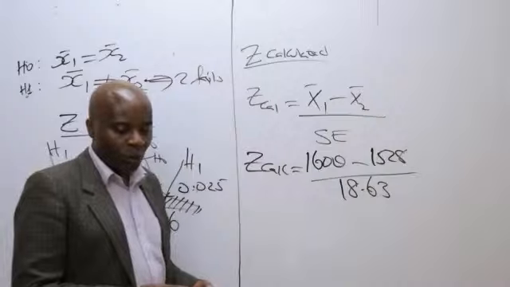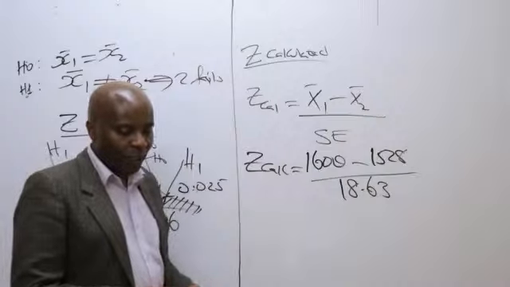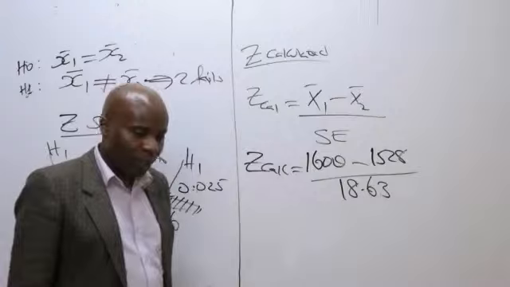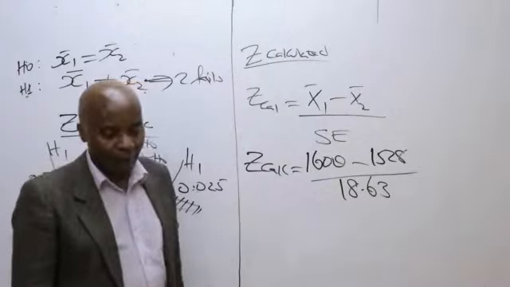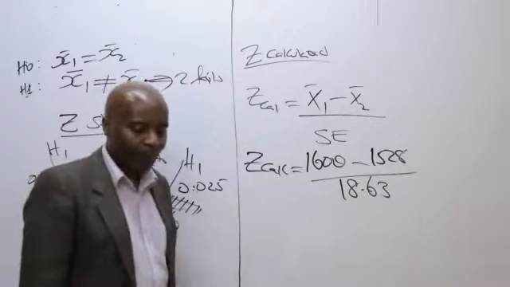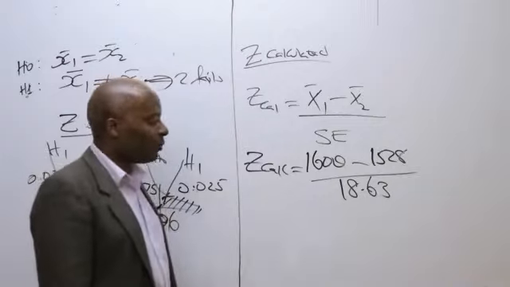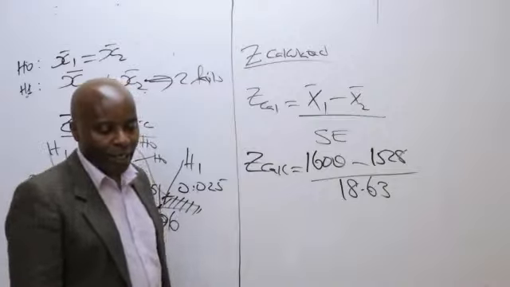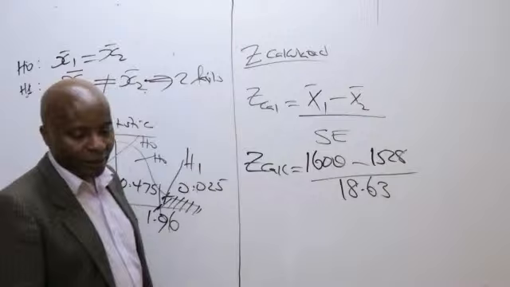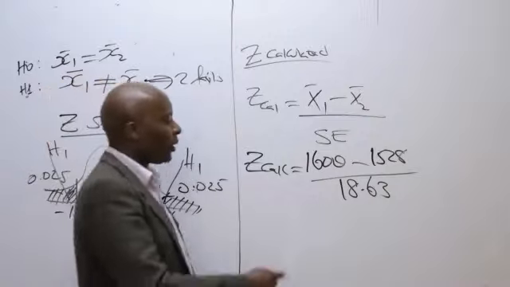HP, you have to check your answer. 18.1 is quite off. I know it's near, but 18.1 is quite off. So I want someone to give me the final answer of Z calculated. Lokai, Denzel, Denise, they're giving me 3.86.